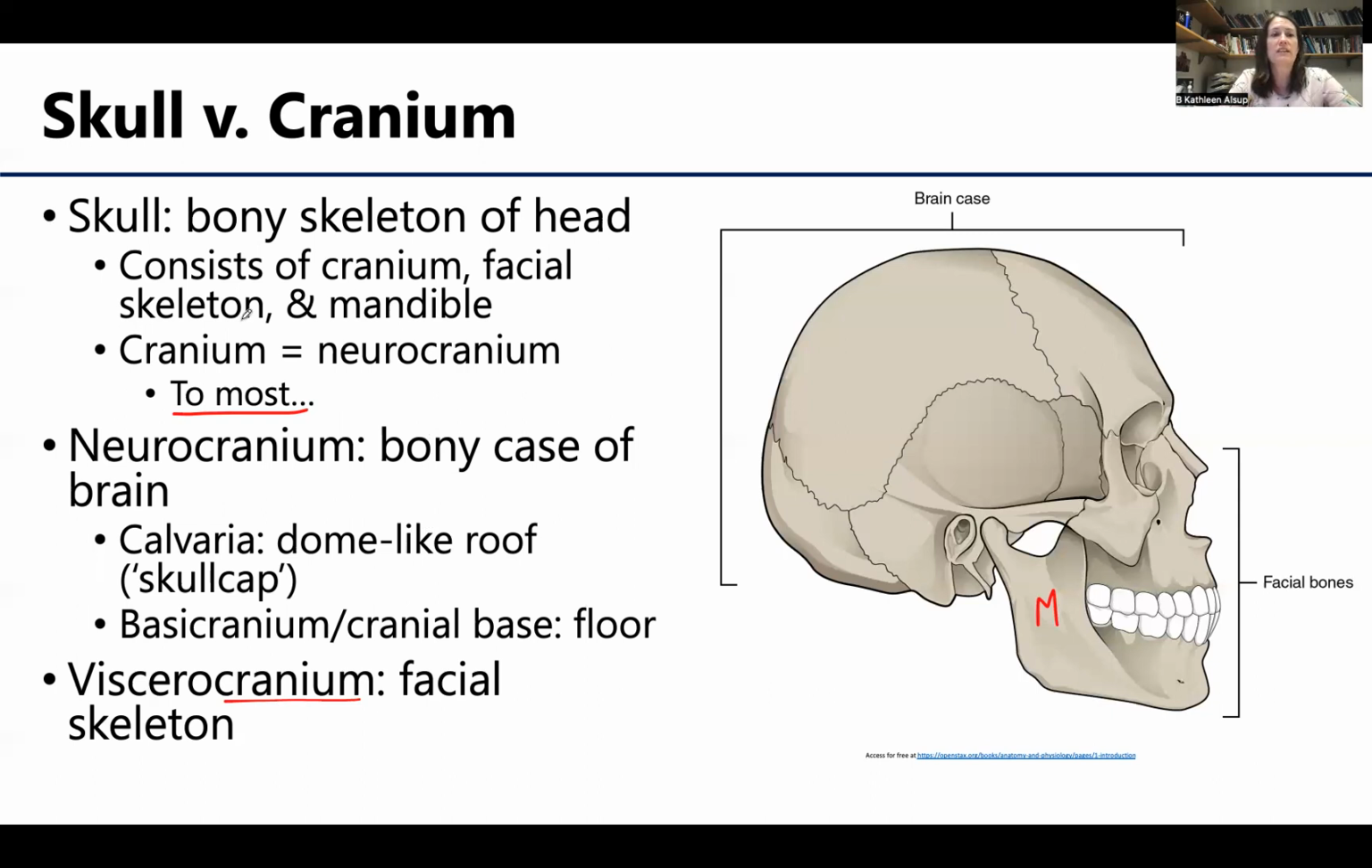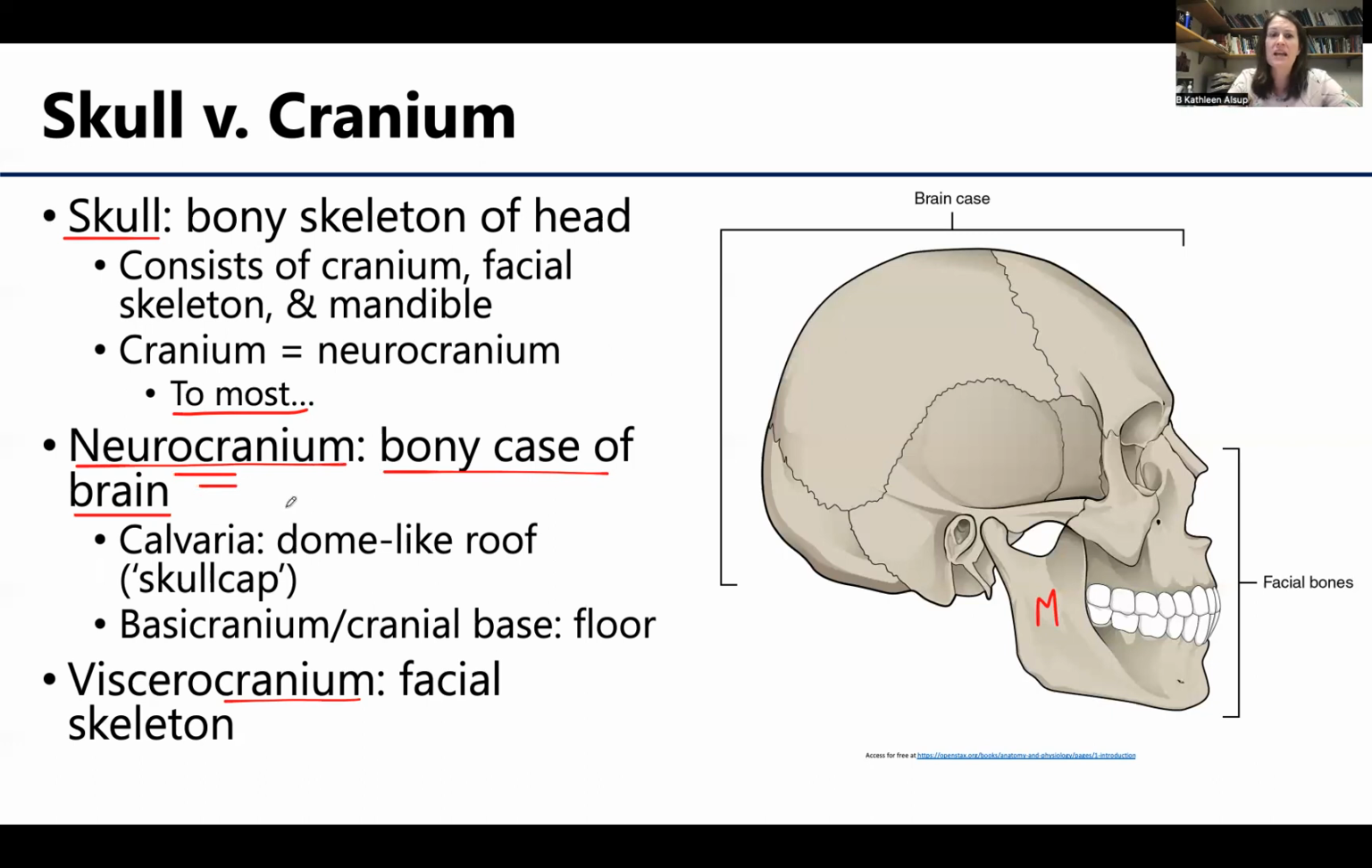For the most part, let's just think skull is everything. Cranium is going to play a big role in terms of protecting the brain. So it's basically that bony case of the brain. And you often hear the more scientific term neurocranium. So that's the focus of this video.